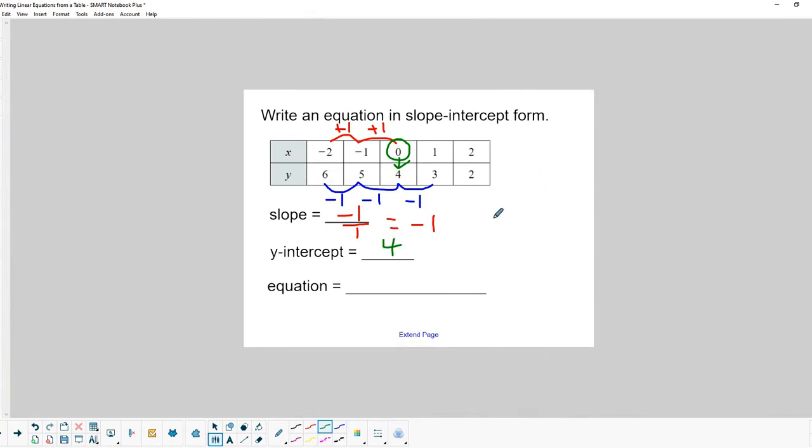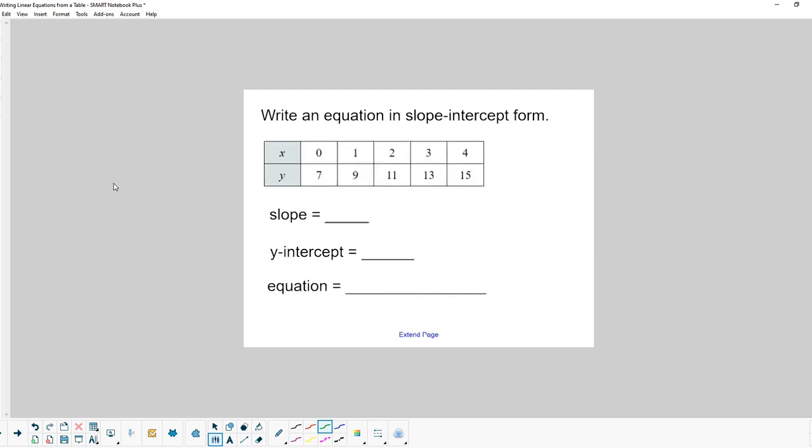Now using the pattern that we saw on the previous slide, we're going to write an equation that looks like this: y equals slope times x plus or minus whatever the y-intercept is. So this is the slope, right? This is the y-intercept. So I write the equation y equals -1x plus 4. And that's my equation of a line that has these points on it. And I got that from just looking at the table of data. That's pretty impressive, isn't it? Okay, let's try some more.